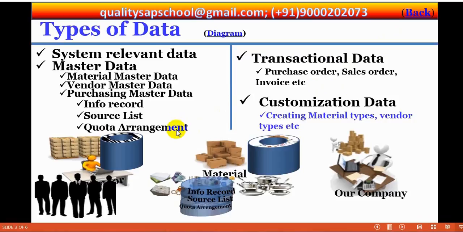Now quota arrangement does not only involve the apportioning of an individual material requirement among the different sources. The entire requested quantity in a requisition can be assigned to one source under the quota arrangement. That means one requirement can be assigned to one source and another requirement can be assigned to another source.